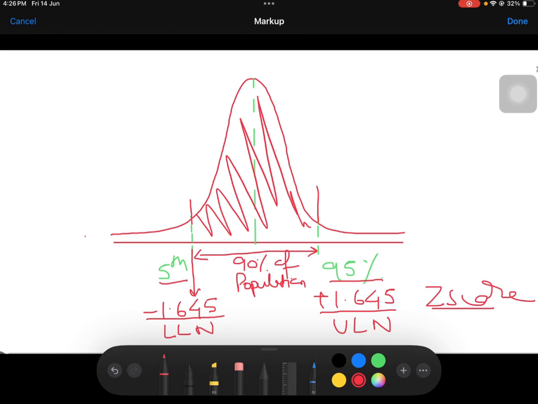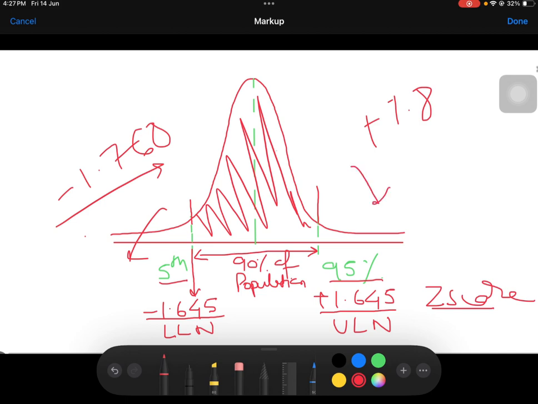Now suppose a value is minus 1.768. This value lies on the left hand side of the 5th percentile. That means this value is less than the lower limit of normal. Similarly, if some volume has a Z score of plus 1.8, then its value lies on the right hand side. That is, it is not normal.